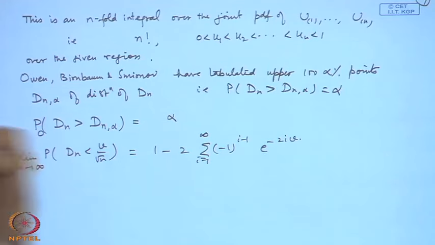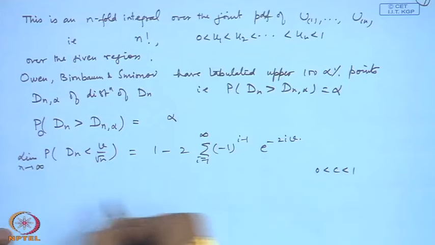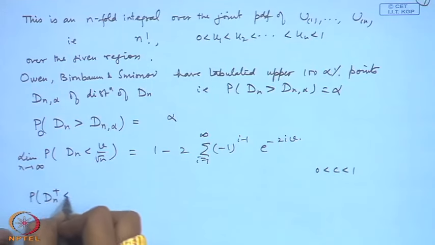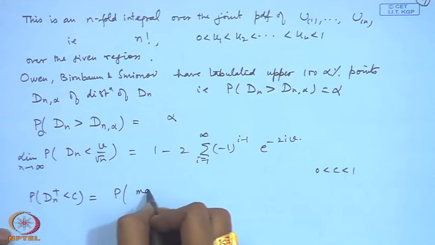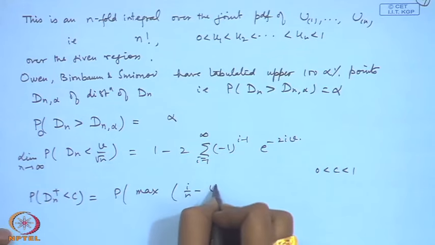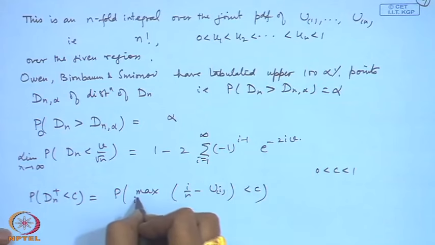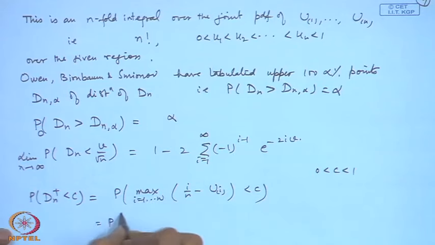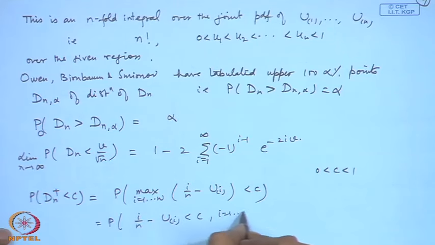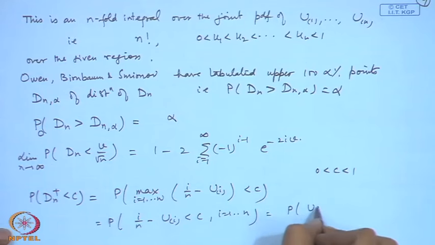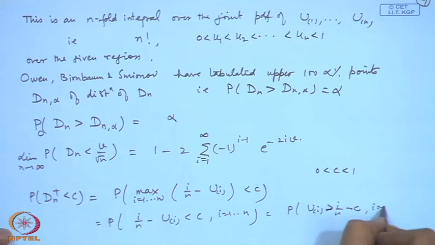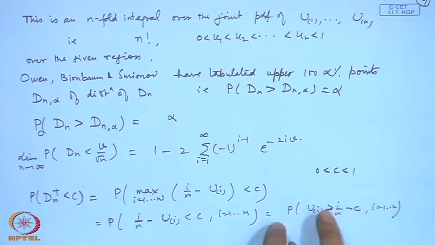And if I consider, say, a number c between 0 and 1, then the probability of d_n^+ less than c is equal to the probability of the maximum of i/n minus u_i less than c, for i equal to 1 to n. That is equal to the probability of u_i minus i/n greater than i/n minus c, for i equal to 1 to n. Once again you can see that this can be evaluated in terms of the joint distribution of u_1, u_2, ..., u_n.